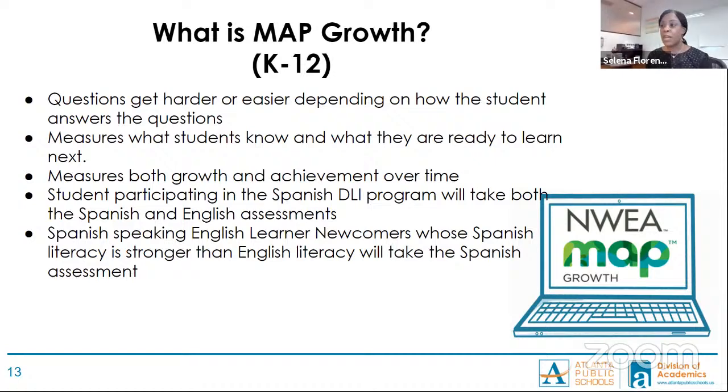Students participating in our Spanish GLI program will take both the Spanish and English assessments. Our Spanish-speaking English learner newcomers, whose Spanish literacy is stronger than their English literacy, will take the Spanish assessment. Remember, MAP growth is given to all students in grades K through 12, and it is given for math and literacy.